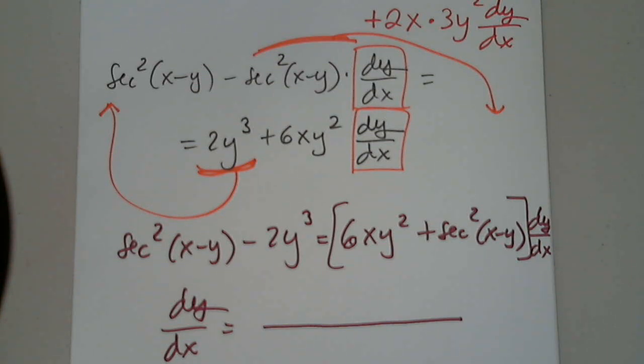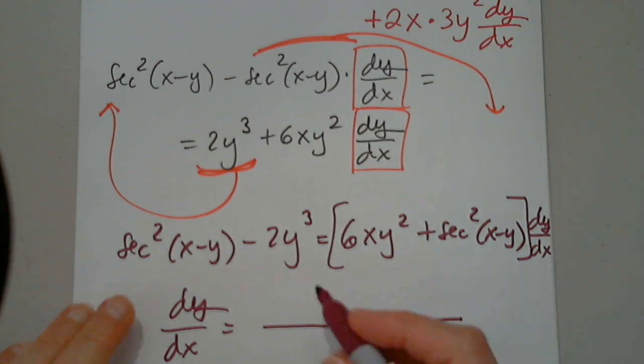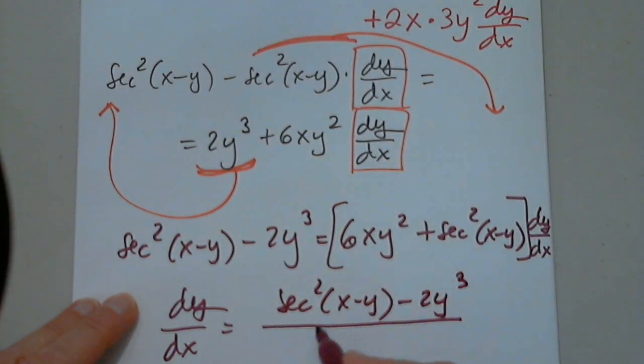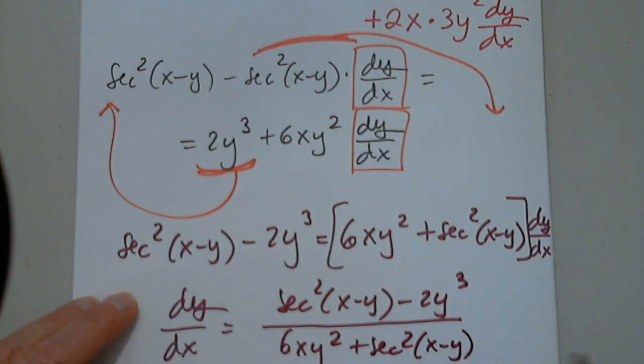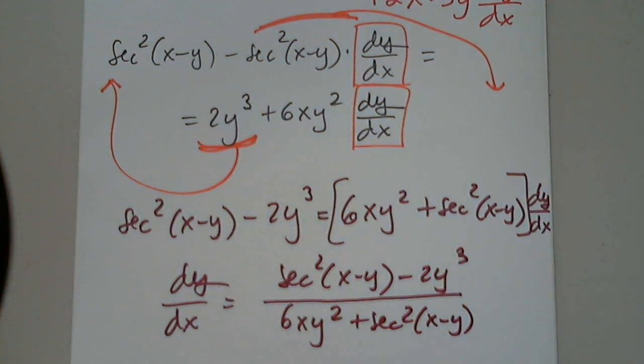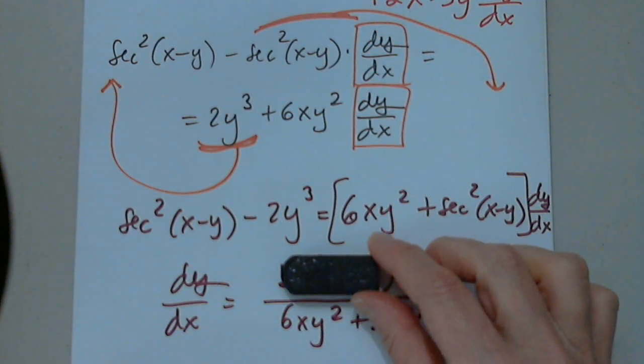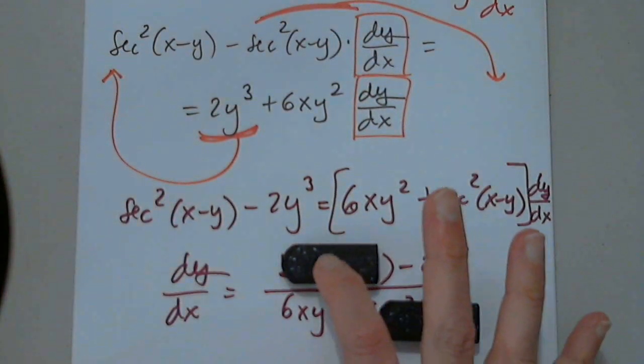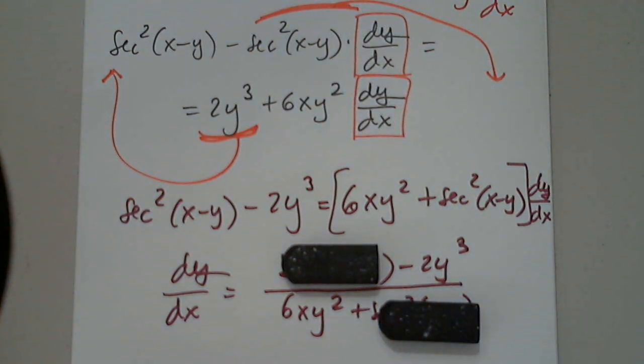So can anyone give us the last part? Secant squared x minus y minus 2y cubed over 6xy squared plus secant squared xy. Just for everyone to remember, you cannot simplify the secant square from here with the secant square from here. Can anyone tell us why I cannot simplify these two?